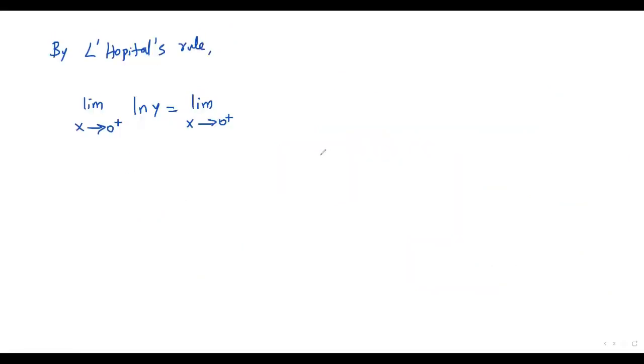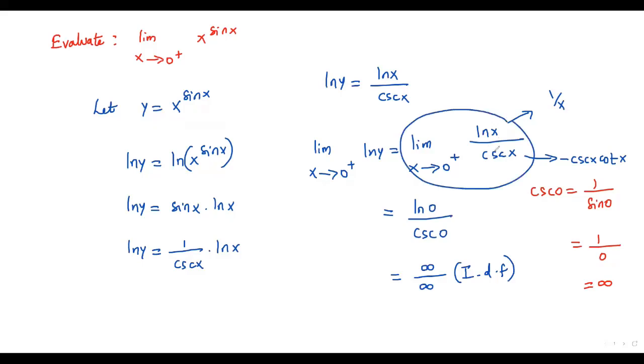Okay, here we are going to apply L'Hopital's rule. I have taken the stuff on the left side as it is. So we have to apply L'Hopital's rule only in the stuff on the right side. That is, here we have to find the derivative of this numerator ln x and denominator cosecant x separately.